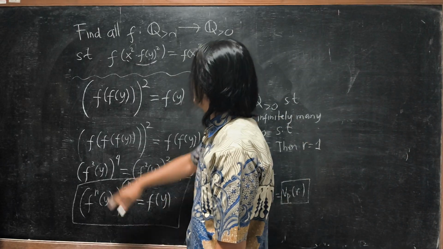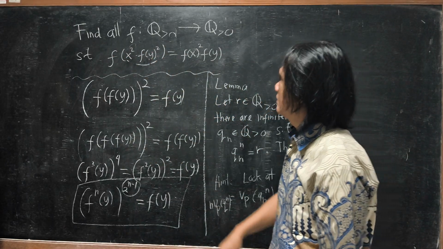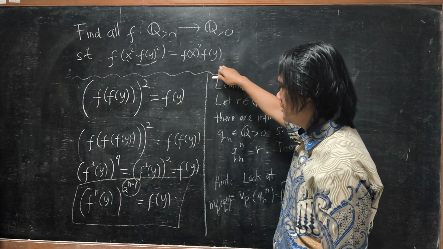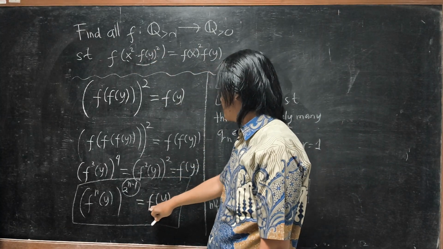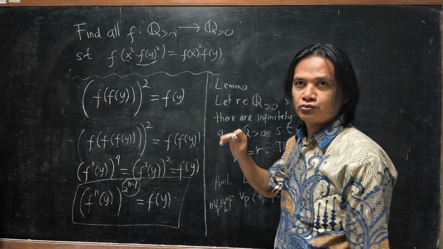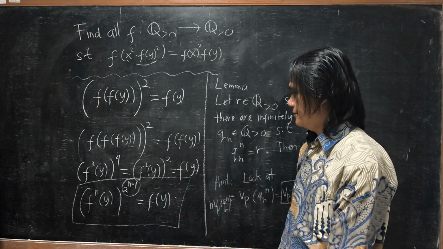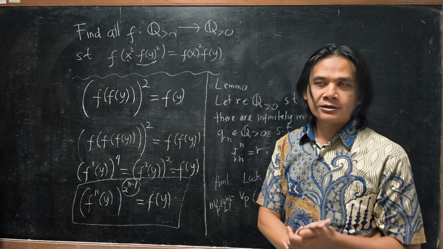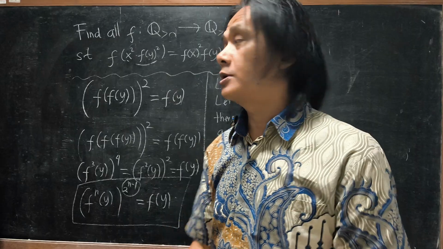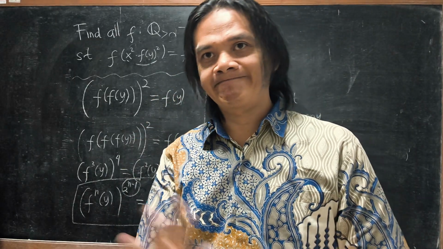So in conclusion, the only function satisfying this equation is the function that sends every positive rational to 1. Therefore, f of x equal to 1 is the only solution to the functional equation. All right.